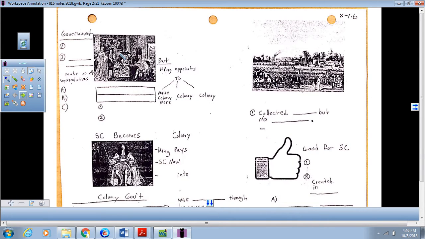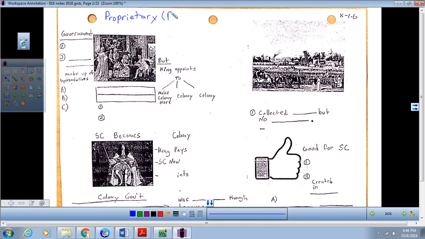Now, let's talk about some of the things we already learned. Once again, South Carolina was a proprietary colony. And proprietary colonies were for what purpose? Yes, they were for the purpose of profit or making money. And who was going to make this money was the 8 Lord Proprietors that were given Carolina by King Charles II.